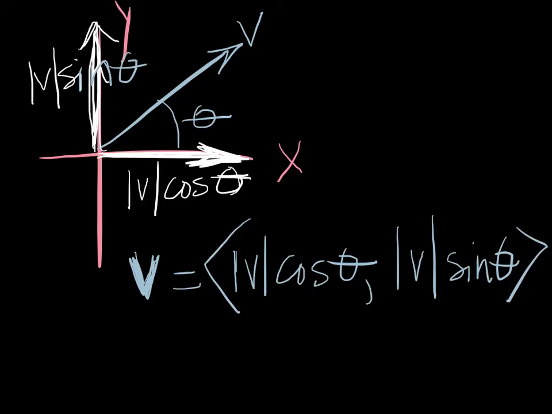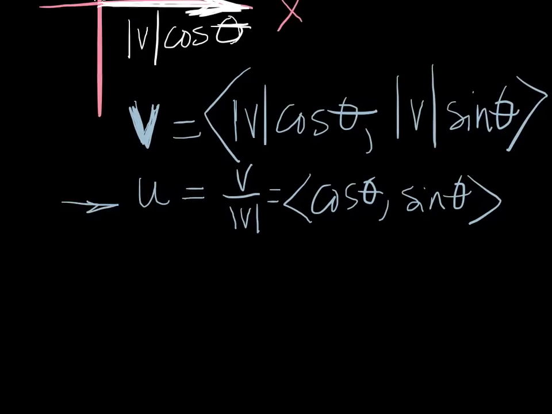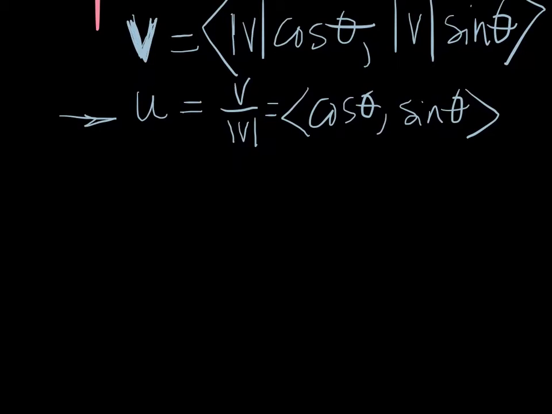On a side note, I don't know if this is in your notes, but to find the unit vector, one way is cosine of theta, sine of theta. This is only for a unit vector. Okay, so I'm going to do example 5. Example 5 asks you to find the components of vector v with a direction angle of 115 degrees and a magnitude of 6.